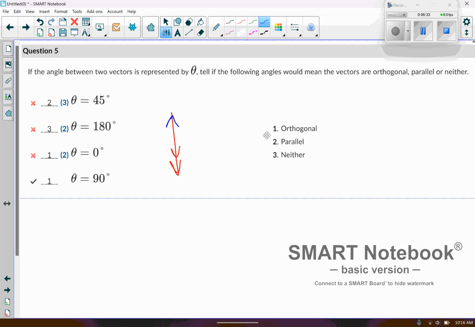And then 45 degrees, you'd have a vector like this, and then a vector something like this or whatever. And so you'd have a 45-degree angle between them. And so that falls into the neither category. So it's neither parallel nor orthogonal. Once again, orthogonal just means that they cross at 90 degrees right there. And that's why that first one falls into that one right there.